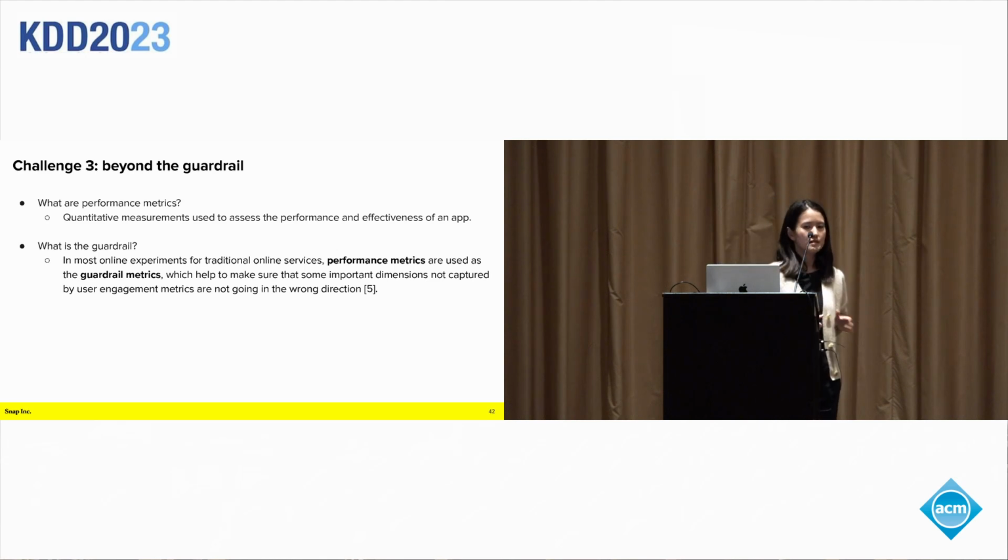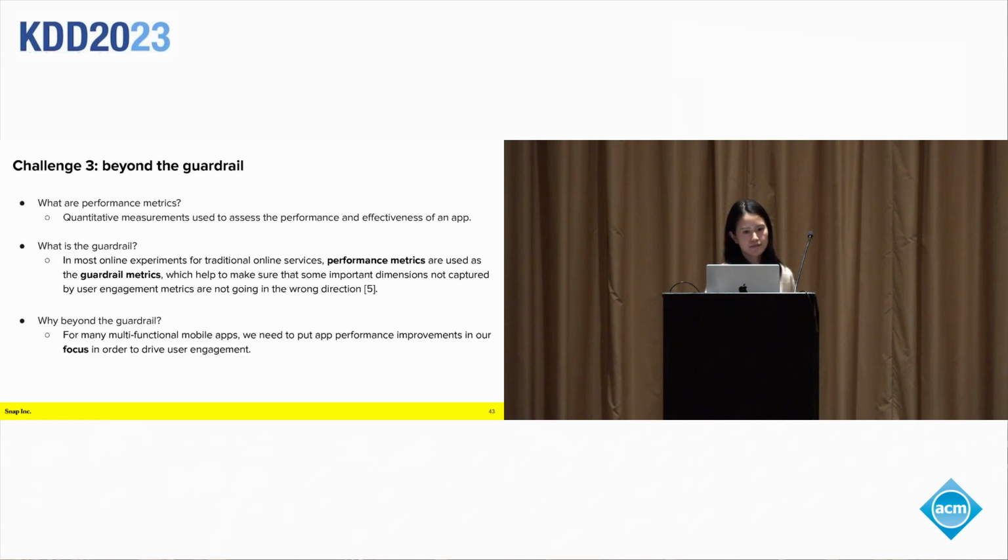Then what is guardrail? In most online experiments for traditional online services, such as search engines, performance metrics are mostly used as guardrail metrics. We use them to help make sure that some important dimensions that are not captured by user engagement metrics are not going in the wrong direction. So that's the traditional usage of performance metrics in online services.